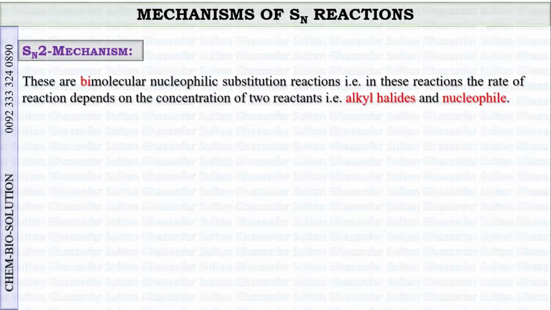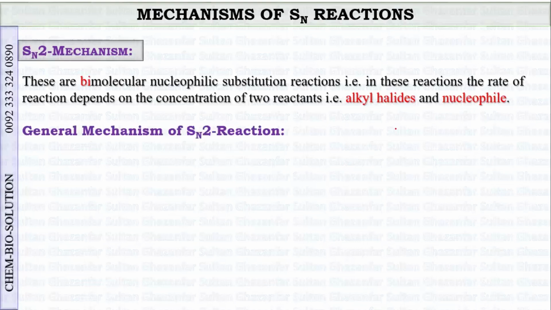Okay, now we will see the reaction mechanism for SN2 reactions. As we have already discussed, the 2 in SN2 stands for bimolecular. So these are the bimolecular nucleophilic substitution reactions. That is, in these reactions, the rate of reaction depends on the concentration of two reactants, the alkyl halide and a nucleophile. Definitely, the nucleophile is the attacking nucleophile.